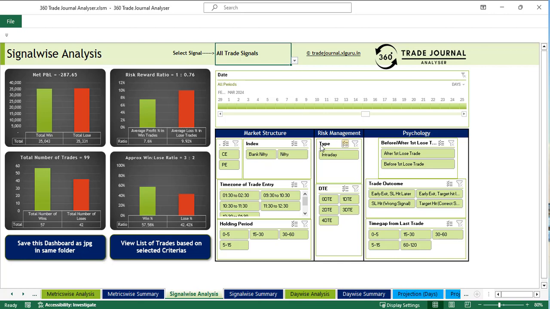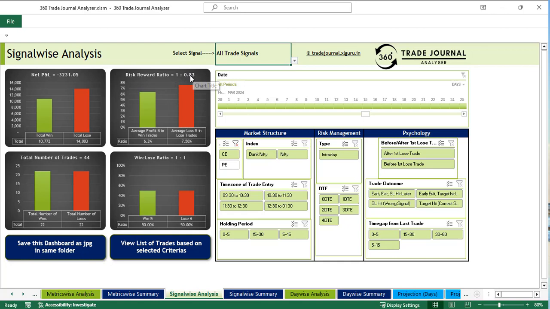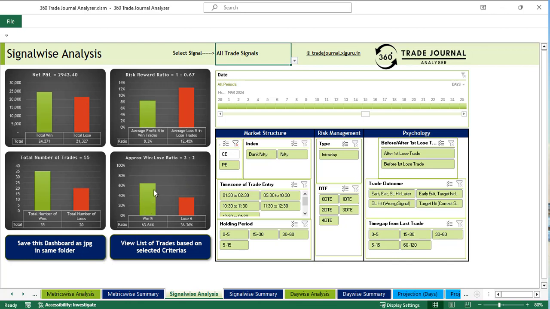So now here, we can analyze with various slicers, which is very important because if we see just the calls, your win ratio in call is 50%. You can see 22 wins and 22 losses, but your risk reward ratio is 1 is to 0.83, right? And in the put, the win ratio is also good, but your risk reward ratio is not good, right? So you can analyze from every angle, like in bank nifty how you are doing within all trade signals, right? Or any signal you have selected here.